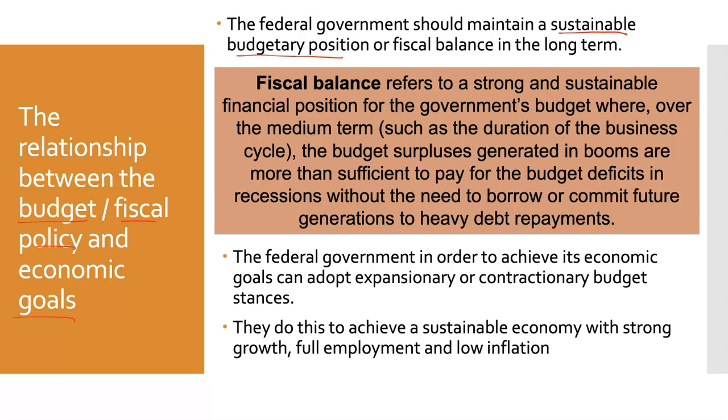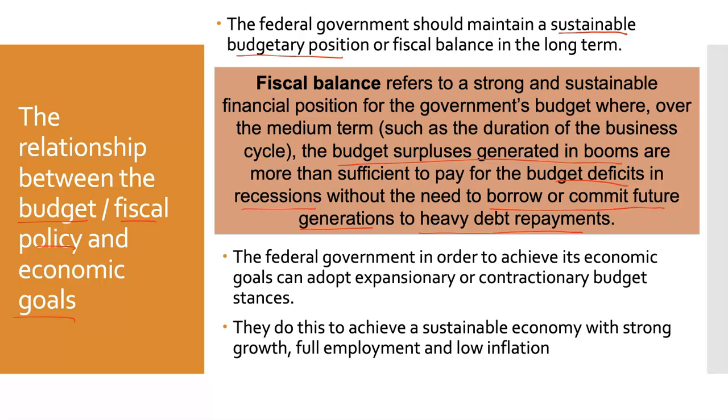So fiscal balance refers to where we have a strong and sustainable financial position, where over time, we're going to balance out our budget surpluses and deficits. So we're going to start to have budget surpluses generated in the boom times, and this will be sufficient to pay for the budget deficits in the recessions or down times. And theoretically, this will mean that we don't have to have significant need to borrow or commit future generations to heavy debt repayments. So when I say balance, theoretically, a federal government should have a balance of surpluses and deficits.